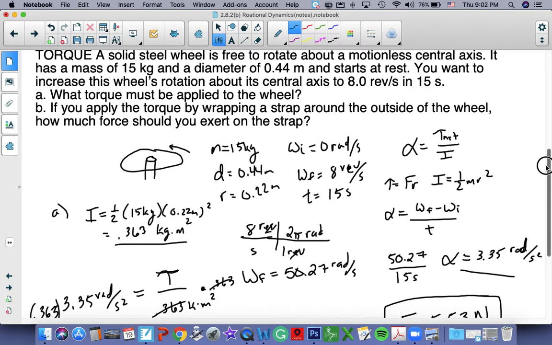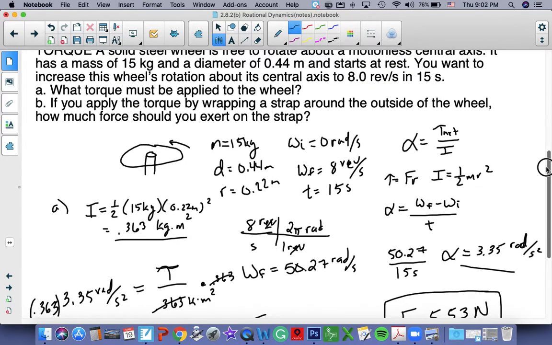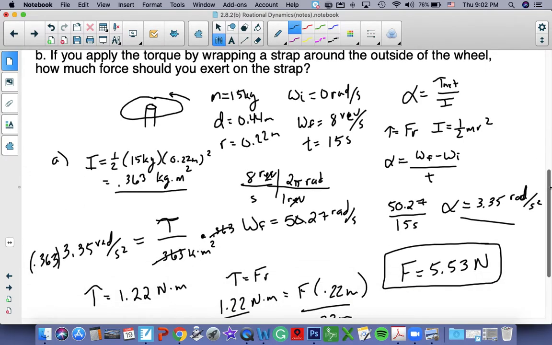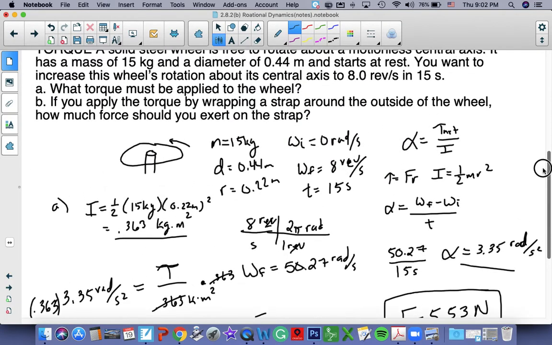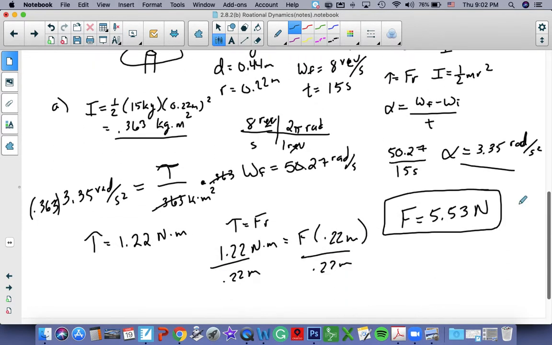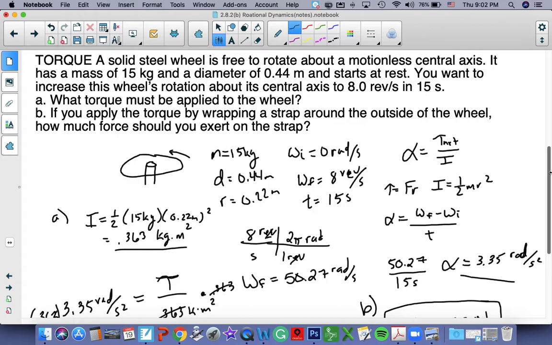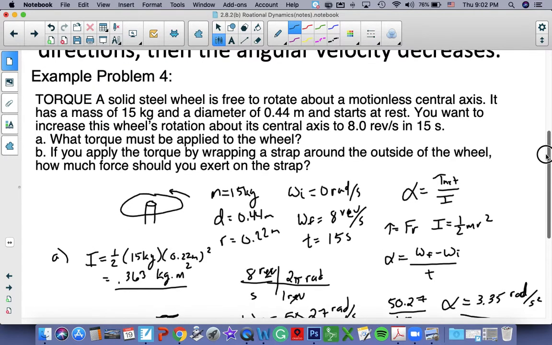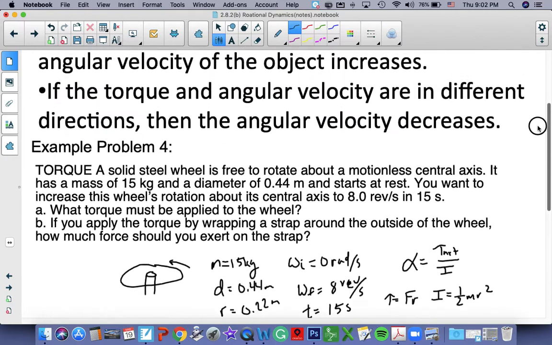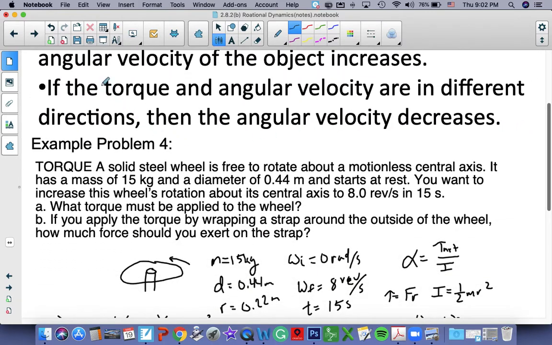If we apply the torque by wrapping a strap around the outside of the wheel, how much force would we have to exert on the strap? I kind of did A and B at the same time without realizing it. It says what torque must be applied to the wheel. That's our 1.22 Newton meters, so that's the answer for A. And then this would be our answer for B. So we did both of those at once. Hopefully that helps show you how Newton's second law of rotational motion works. We have another problem on the next slide, so let's check that out quick.